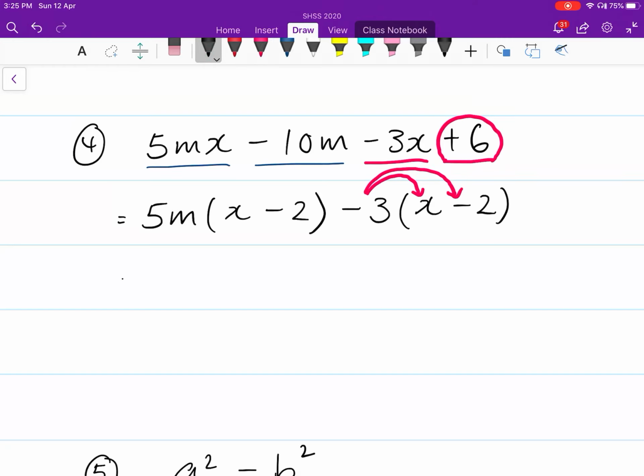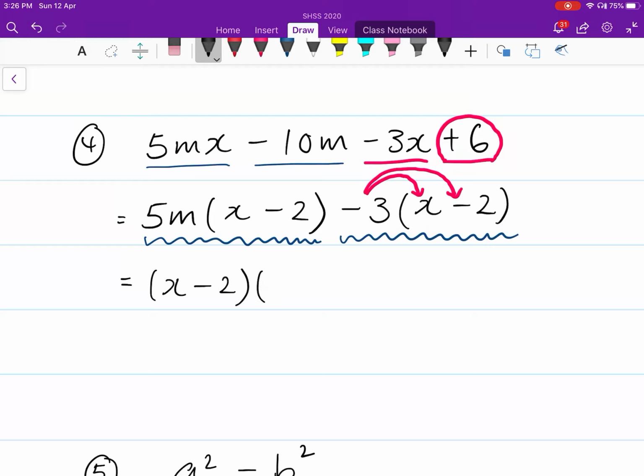Now, from here, we are not done yet. X minus 2, if you notice, there are 2 terms here. 5m times x minus 2, and another term, which is minus 3 times x minus 2. If you realize there's a common factor of x minus 2, we need to factorize out the common factor x minus 2. And what are we left with? We are left with 5m minus 3. Now, you should be familiar with this because we just covered this in the previous HBL.